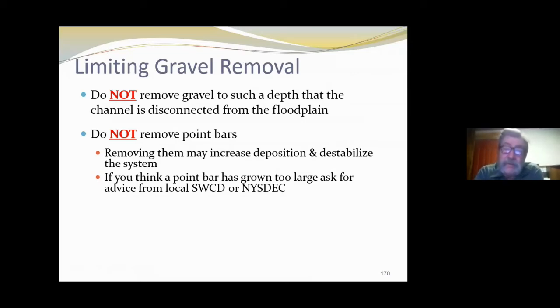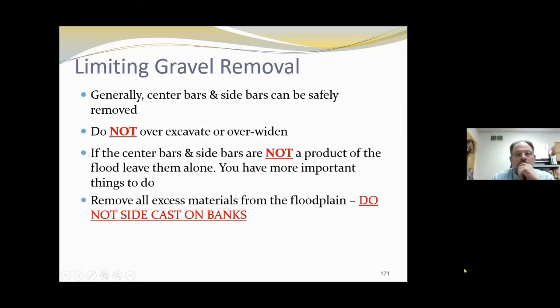We don't want to remove point bars. We talked about point bars earlier in the presentation. Some point bars are good. Some sidebars are good. You have to do that evaluation when you're in the field, based on the dimensions for what we want to look at. And if you think it's too big, or you think you might have to start removing some of that material, don't be afraid to ask someone at the Soil and Water Conservation District or DEC or some other folks you might have around that can help with that.